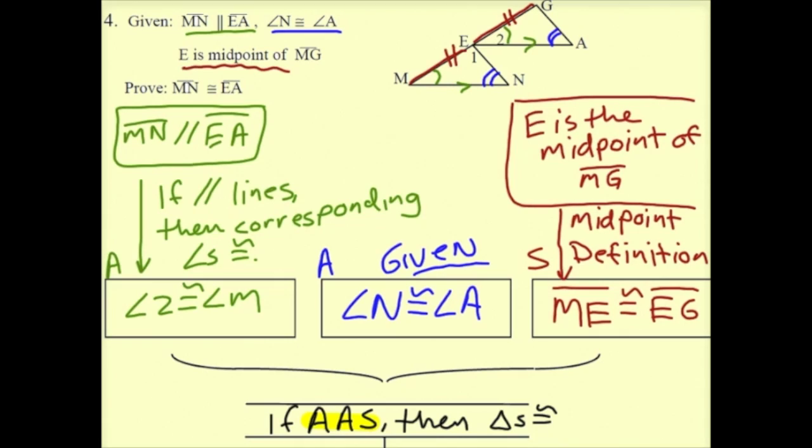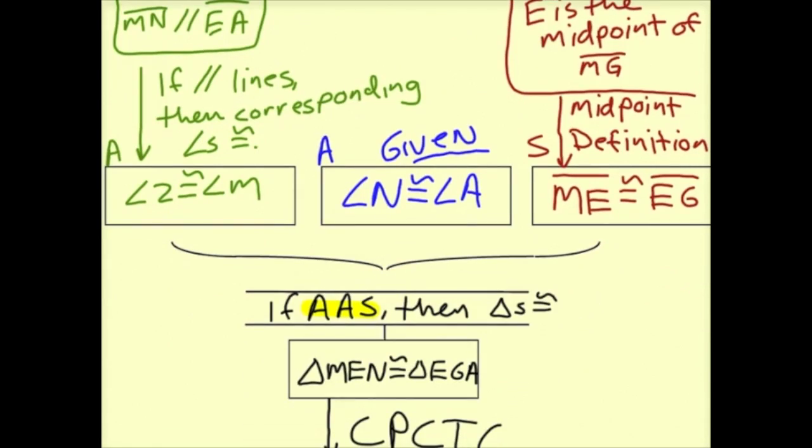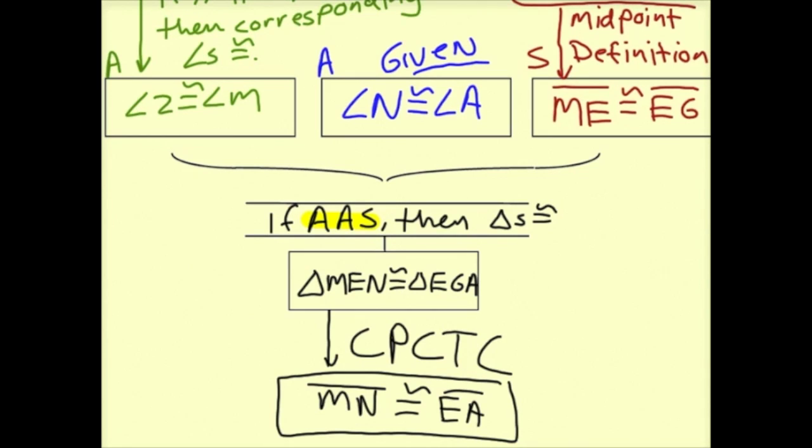All right, and now I think we're done with this proof. All of our given information is used up. Here we've got the green is used, the blue is used, and the red is used. And we've proven first that the triangles are congruent, and then using CPCTC that the segments are congruent. So we're all done.